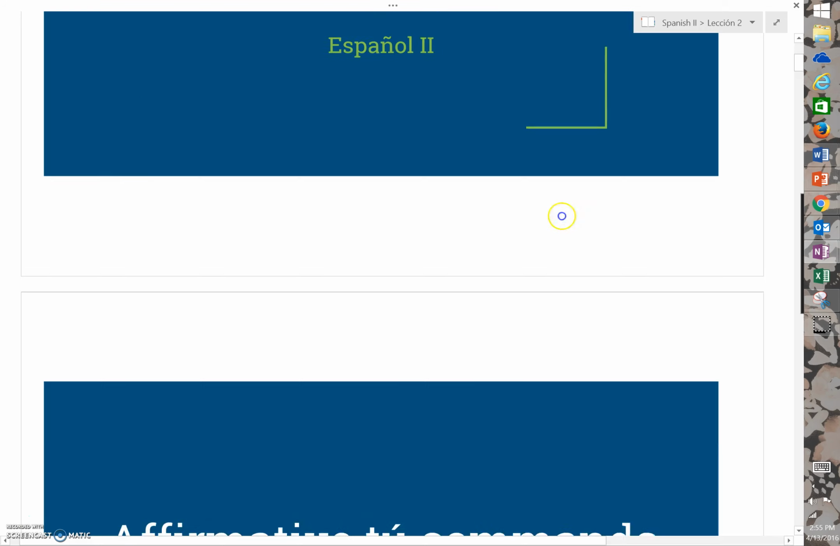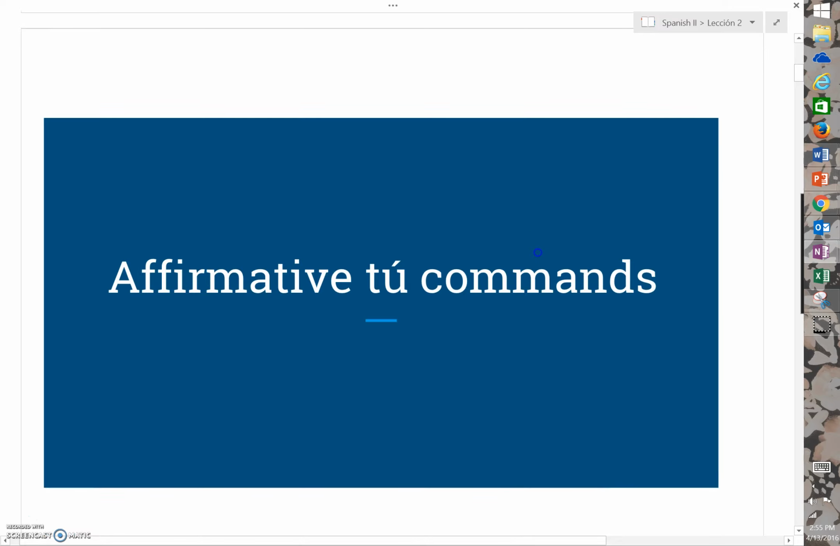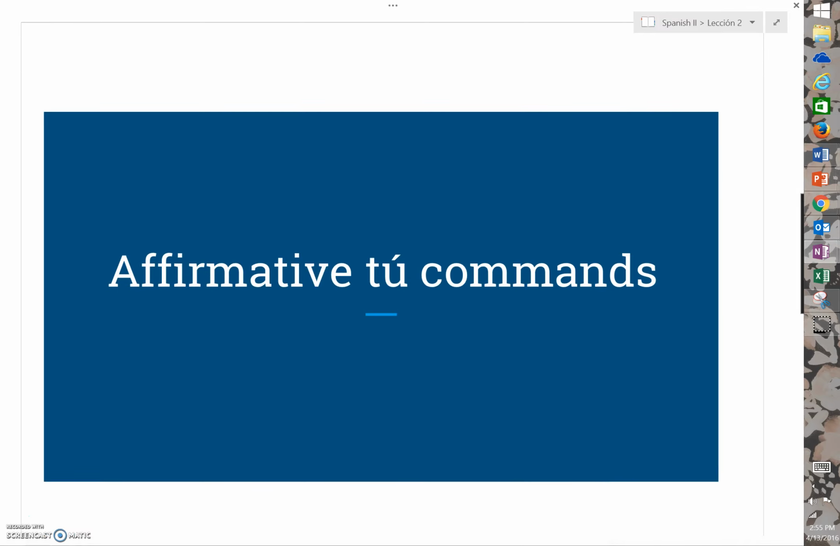So, there are two different types of tú commands. We could have affirmative tú commands or negative tú commands. Today, we are just going to focus on the affirmative commands. If you're familiar with the present tense, these will be very, very easy for you to form.